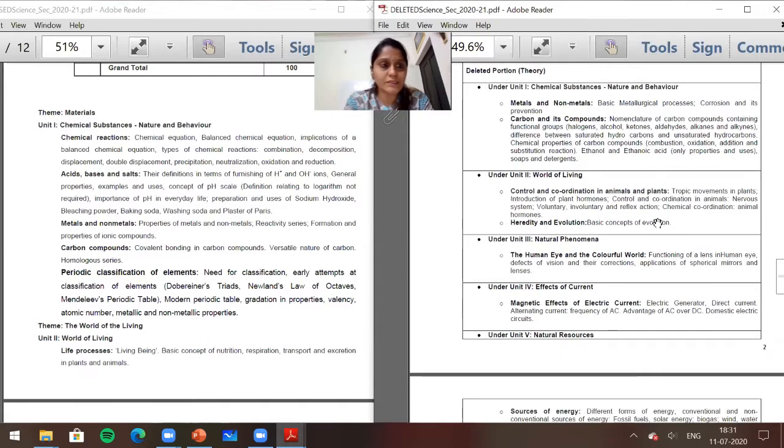Now, where is the change? So, chemical reactions, no change. Whichever chapters have no change, I'll just mark with red. No change. Acids, bases, and salts, again no change. All the topics of that chapter are being retained.